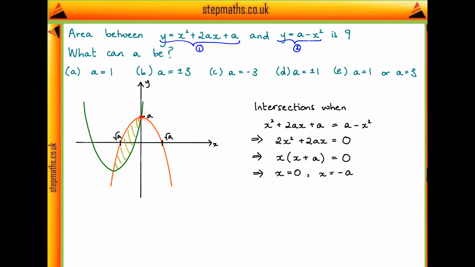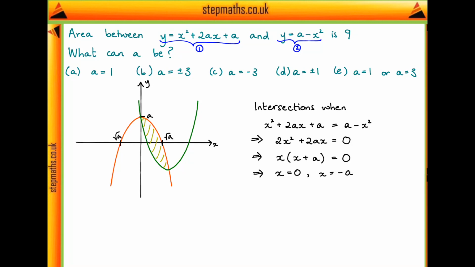So this intersection point is going to be the one at x equals 0. So this is going to be the one at x equals minus a. So we can see our area is going to depend on the sign of a. So if a is positive, then minus a is negative. So this intersection will be to the left of the y-axis, like it is here. And if a is negative, then minus a will be positive. So this intersection point will be to the right of the y-axis, and the area will look like this. So we can see we've got 2 different cases.